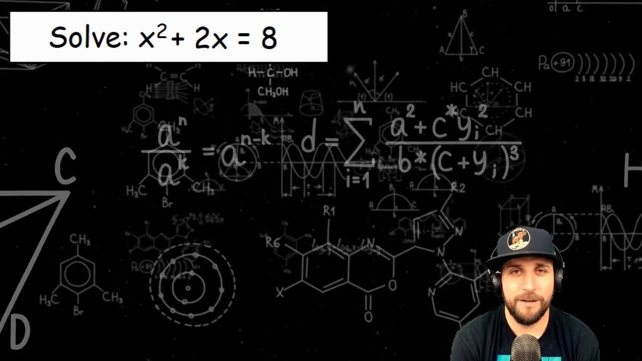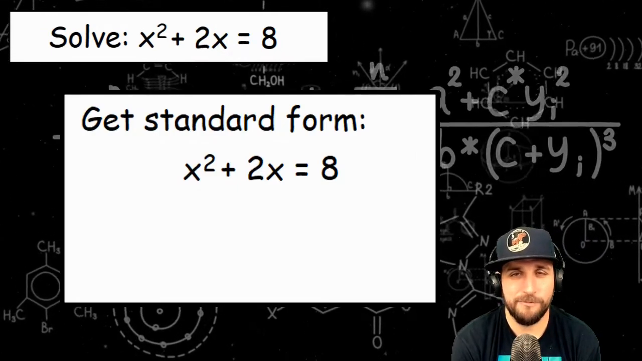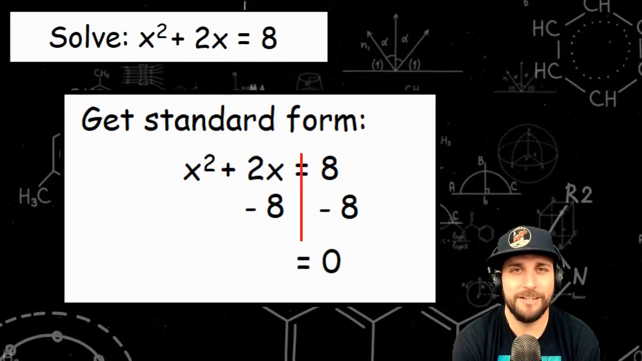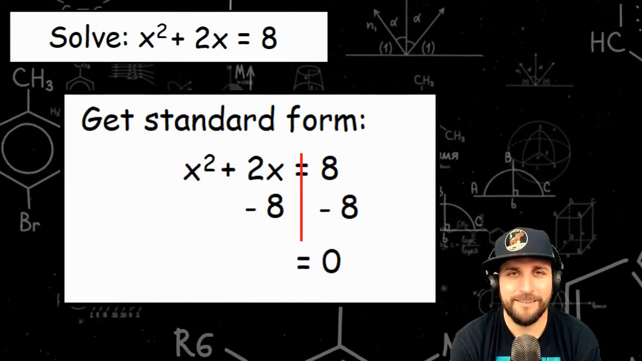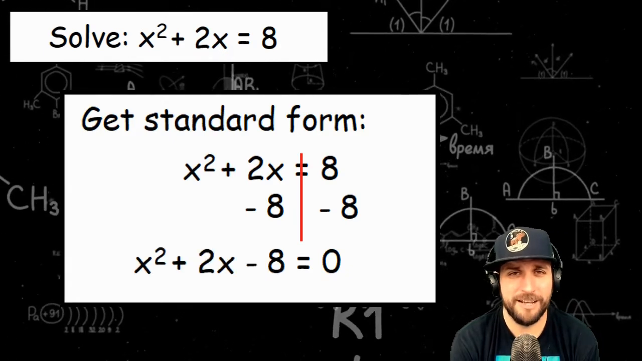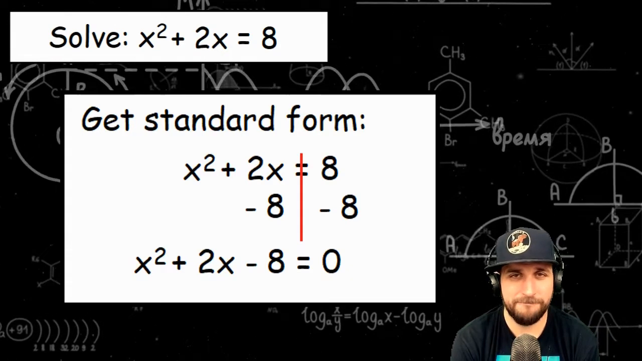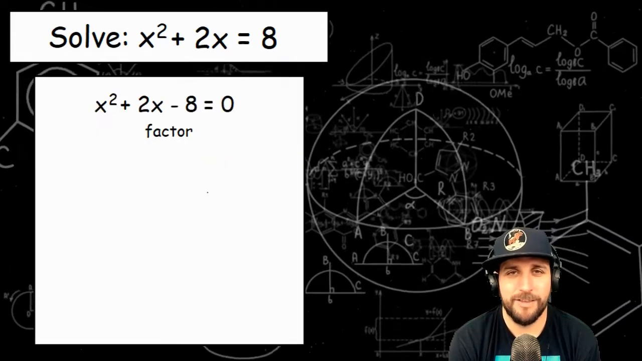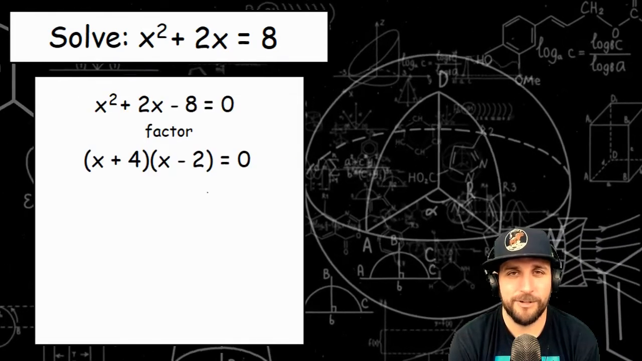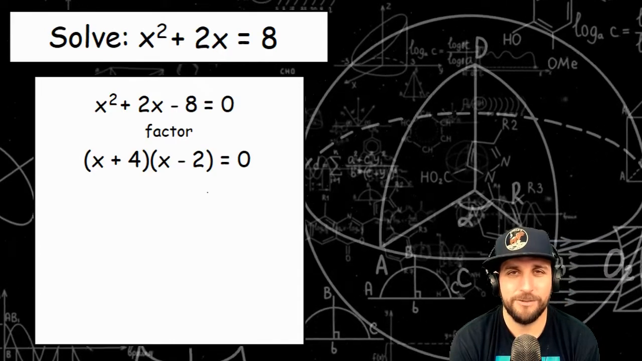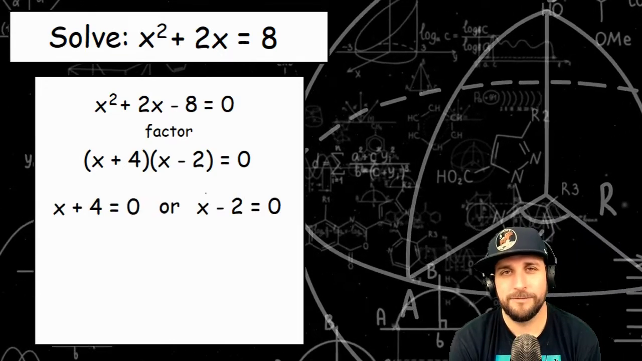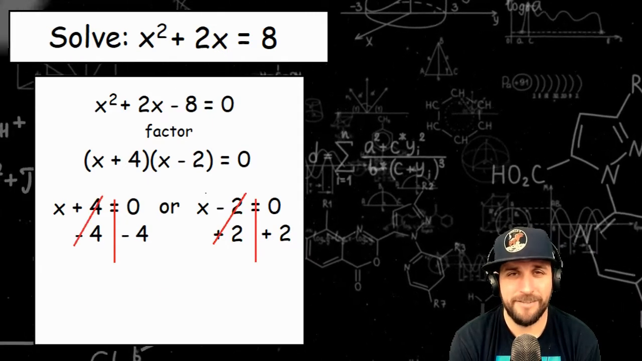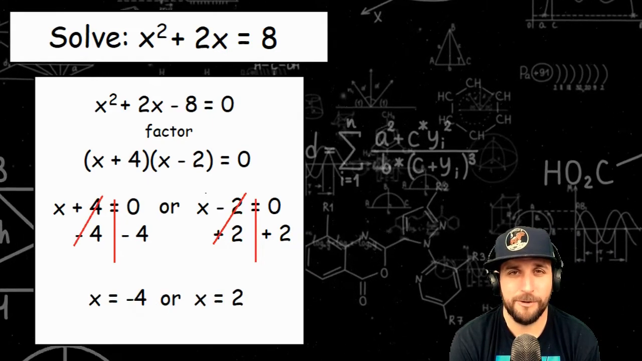So on this problem, in order to get it in standard form, I could subtract 8 from both sides. 8 minus 8 is 0, equals 0. And on the left-hand side, my problem would be x squared plus 2x minus 8 equals 0. And now I can do it like normal. Factor, so that turns into x plus 4 times x minus 2 equals 0. Solve. So I get my answers of x equals -4 or positive 2.